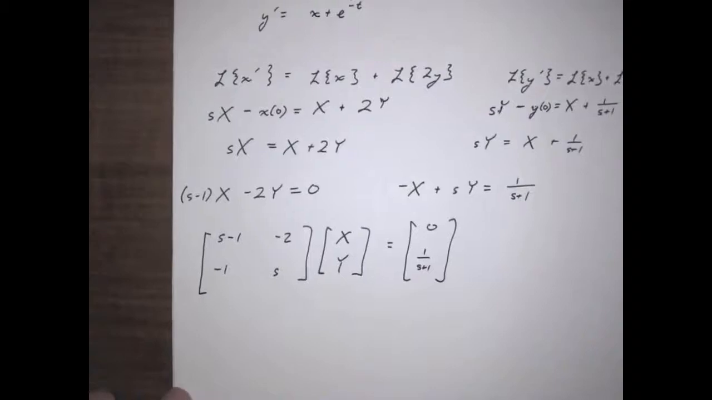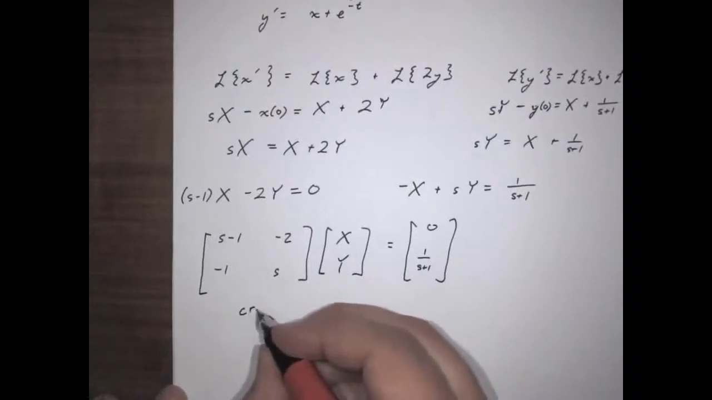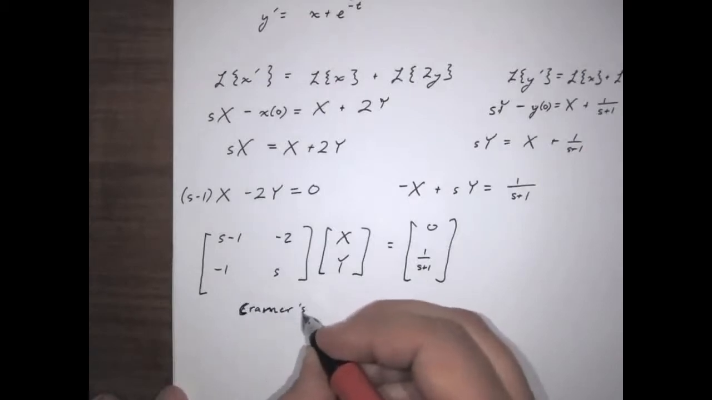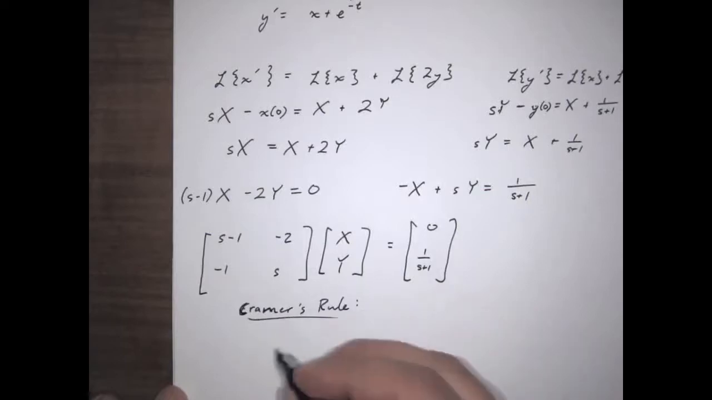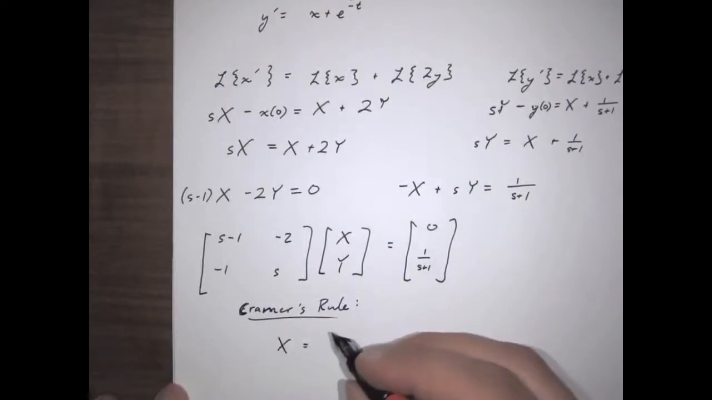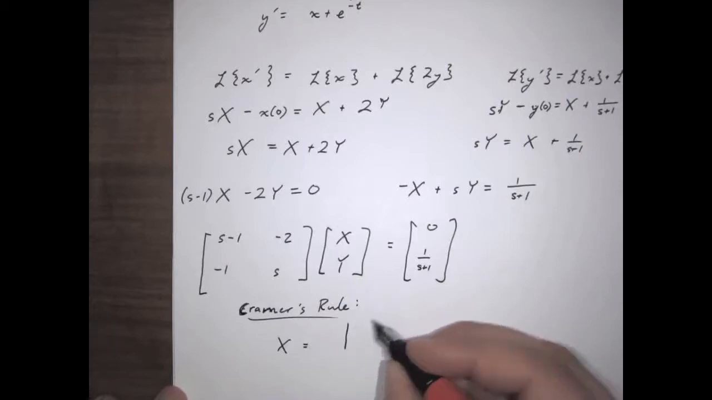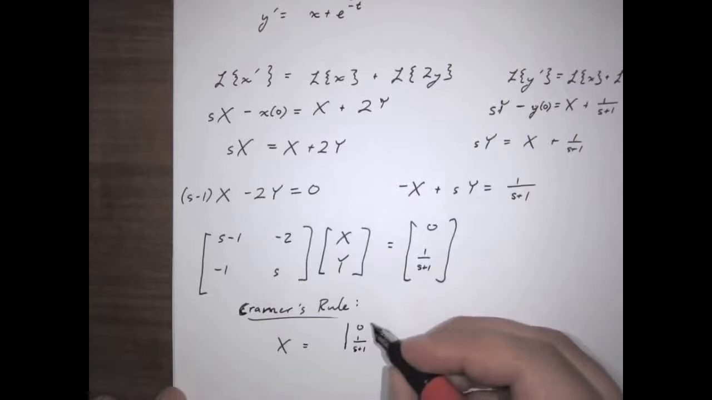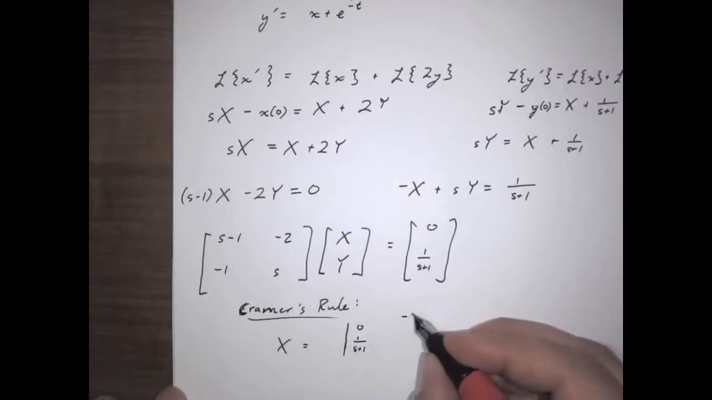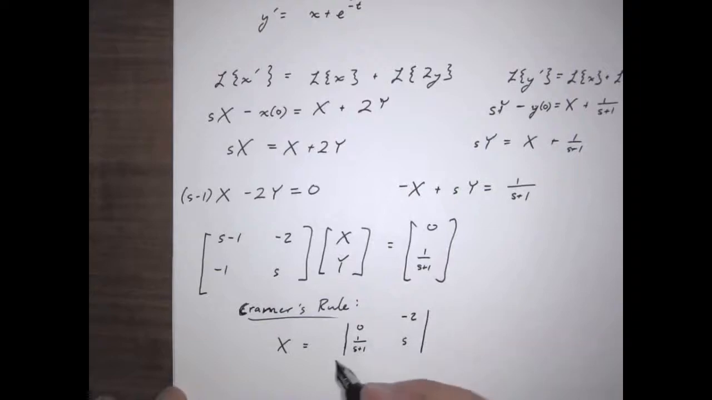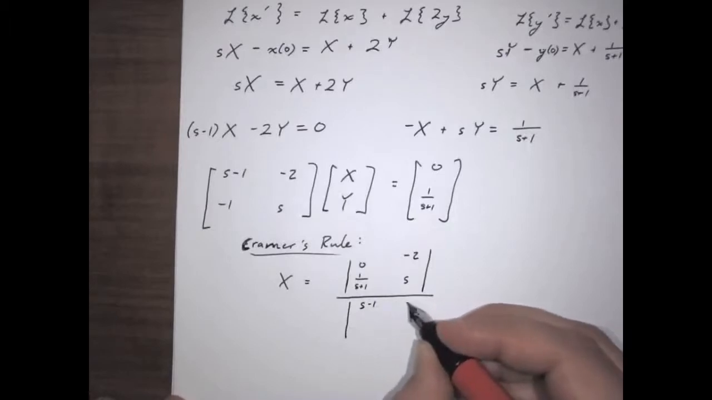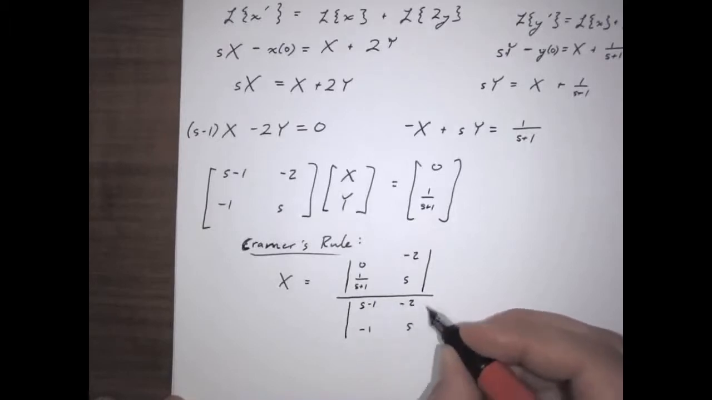And now what we can do is use Cramer's rule. Which would tell us that capital X would equal the determinant, where I replace the first column with this column, 0 and 1 over s plus 1, and then negative 2 and s, divided by the determinant of the original thing, s minus 1, negative 2, negative 1, and s.